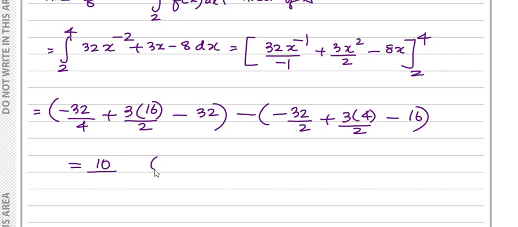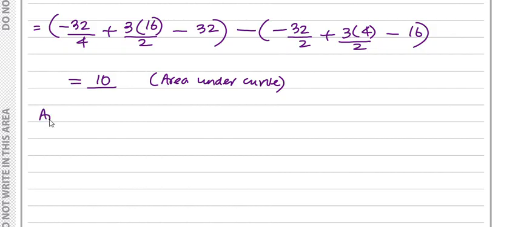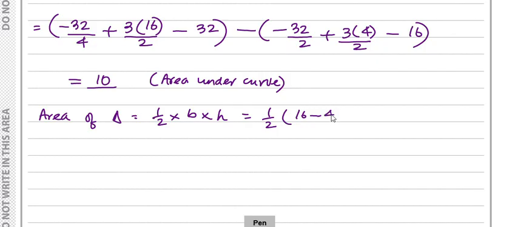Okay, that means the area under the curve is 10. Now let's find out the area of the triangle. Area of triangle is equal to half times base times height. So we know half times base was 16 minus 4, because 4 is the second value of x. So 16 minus 4 times the height, which is 6. That is equal to half times 12 times 6, which is equal to 6 times 6, 36.